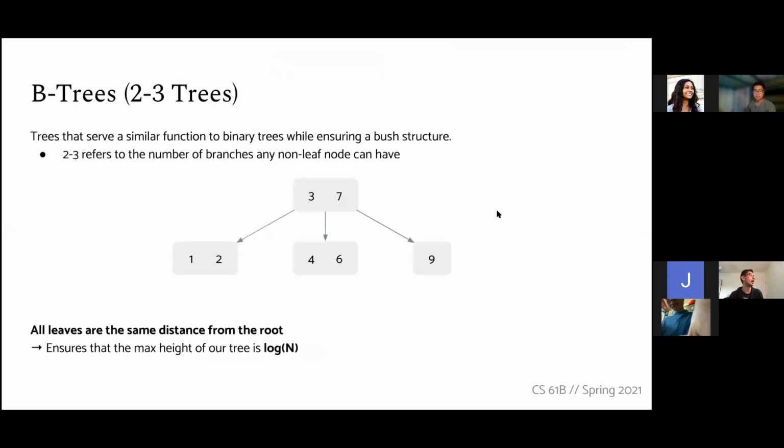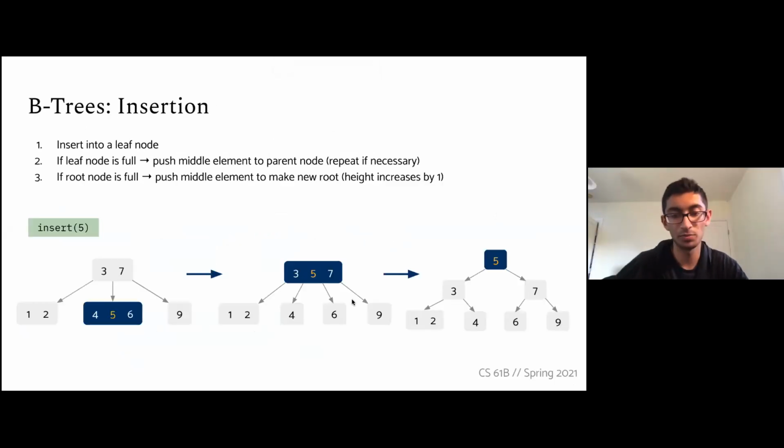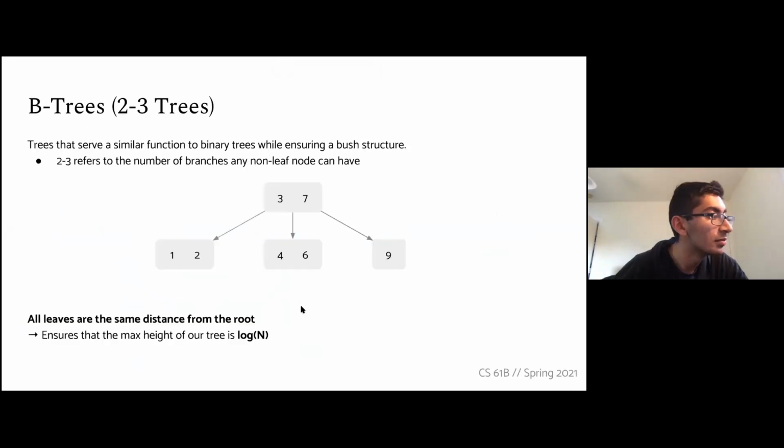B trees. So B trees are 2-3 trees. They serve a similar function to binary trees while ensuring the bushy structure. As you can see in the middle over here, we have a node that has 2 elements inside as opposed to just 1. And because it has 2 elements, it has 3 children. For example, the numbers 1 and 2 are less than both 3 and 7. 4 and 6 are between 3 and 7. And then 9 is greater than 7. All leaves are the same distance from the root. And the point is that the max height of our tree is always log n.